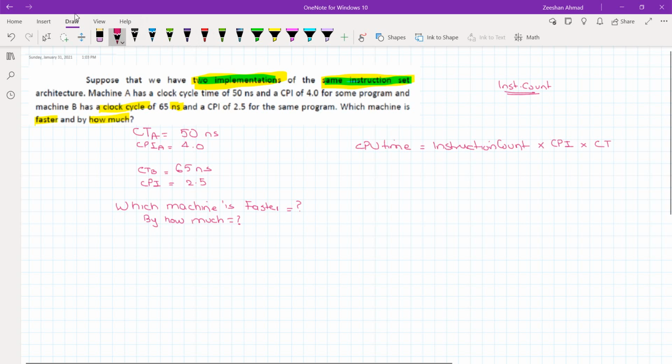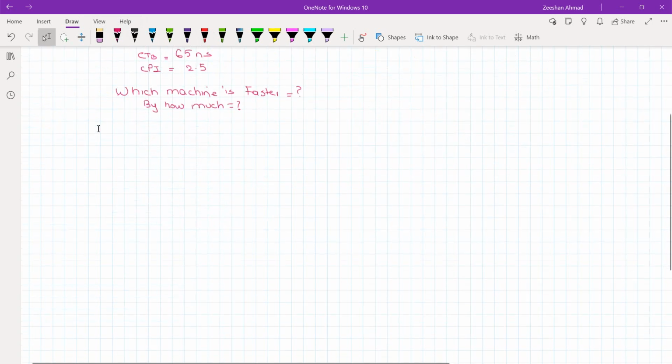So let me make it a box here. Assume the instruction count to be n for both machines here.